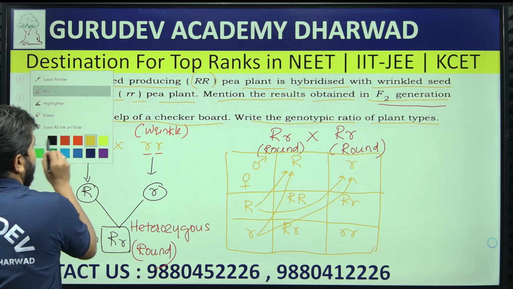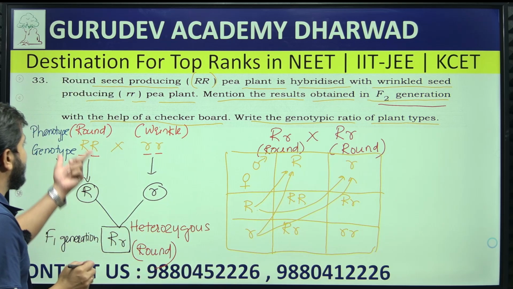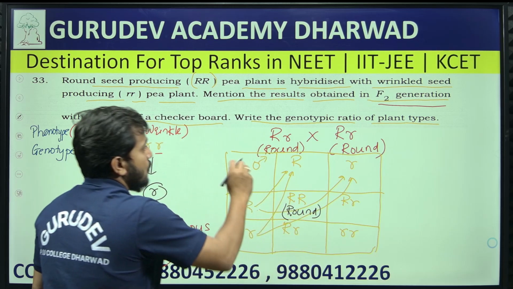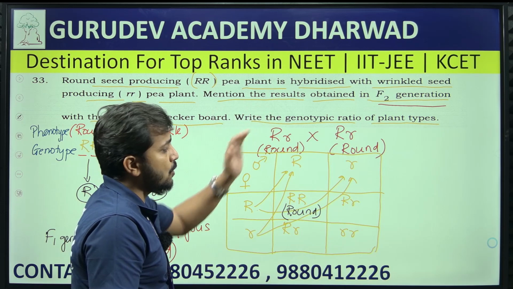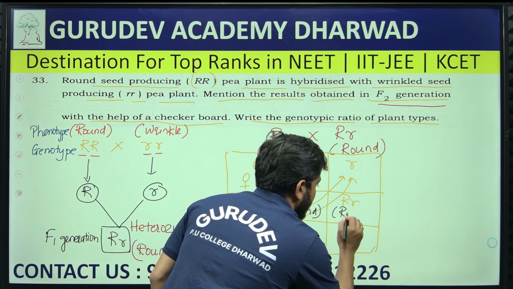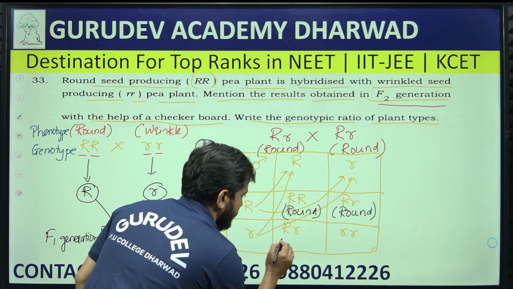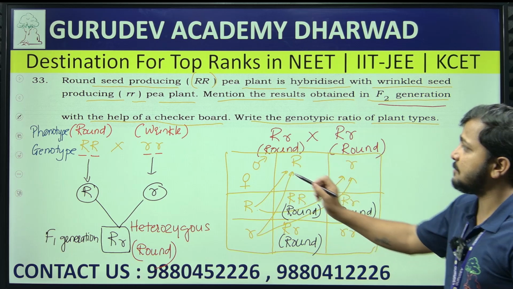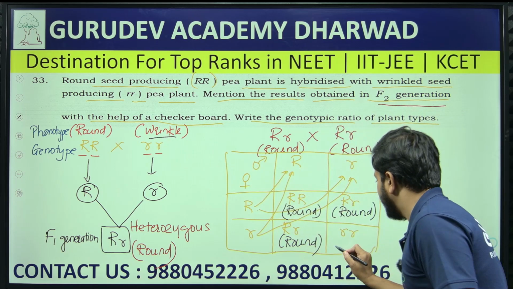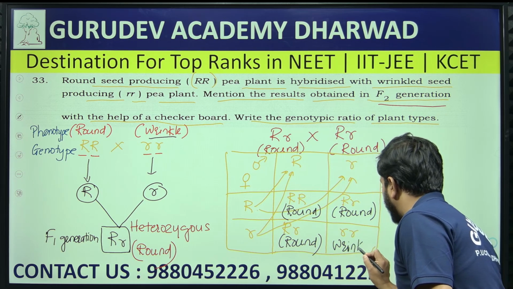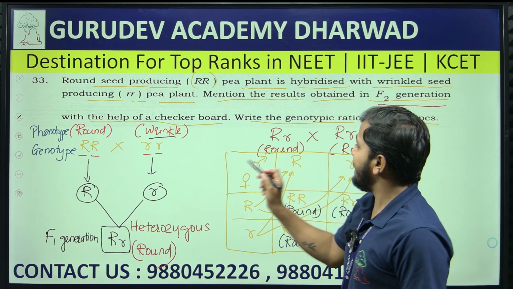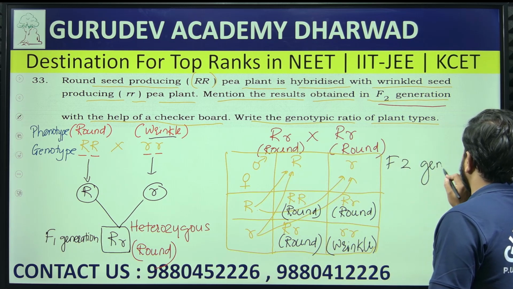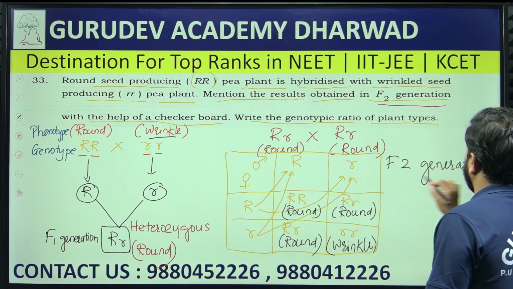Now what does it represent? We know this capital R is nothing but round. Understanding? It is round. And we know capital R is dominant over small r, so definitely what we are finding here is round, the heterozygous condition. Here also it is round. Then small r is nothing but wrinkle. So whatever character was left out in the first parental generation also got expressed, and overall this chart represents the F2 generation.